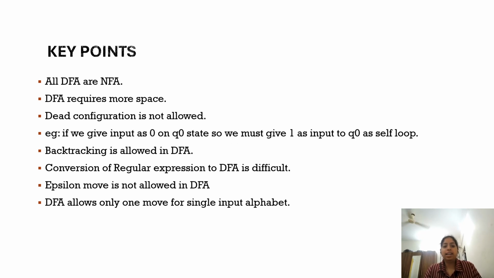All DFAs are NFAs. DFA requires more space. Dead configuration is not allowed. For example, if we give input 0 on state q0, we must also give input 1 on q0, for example as a self loop. Backtracking is not allowed in DFA. Conversion of regular expression to DFA is difficult. Epsilon move is not allowed in DFA. DFA allows only one move for a single input alphabet. Thank you.